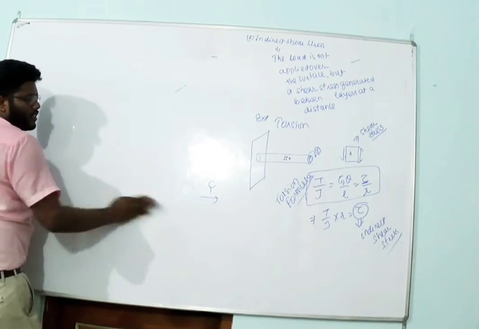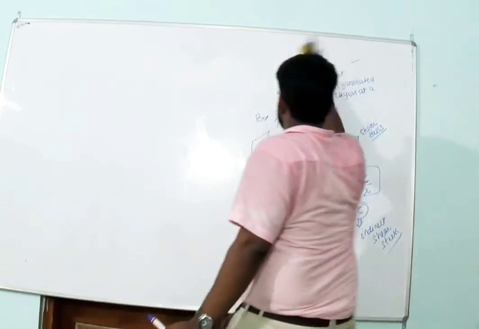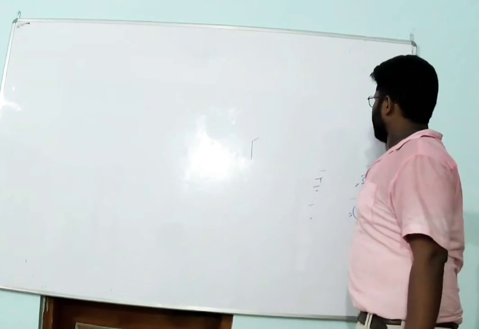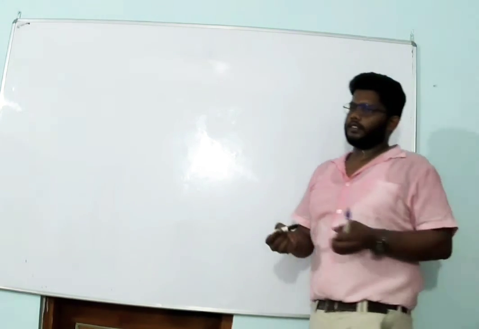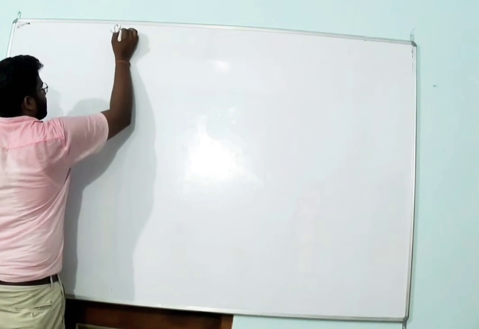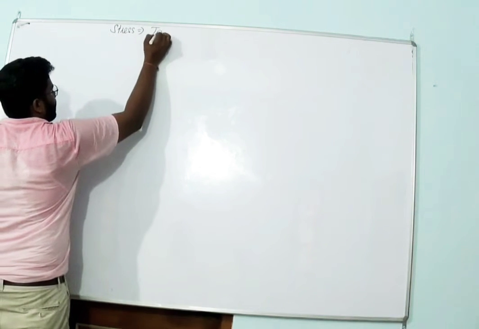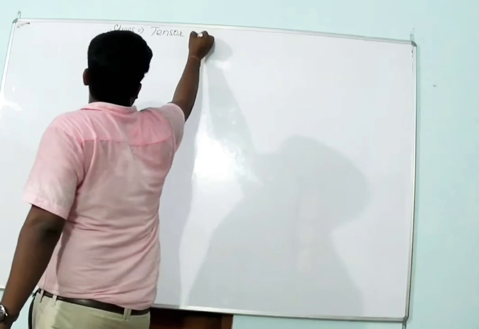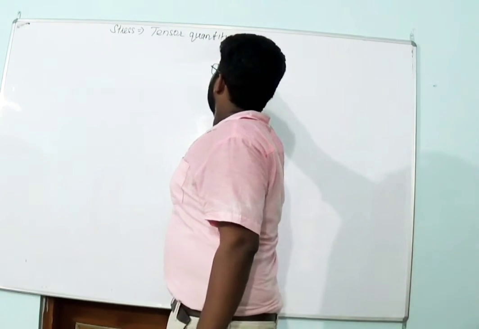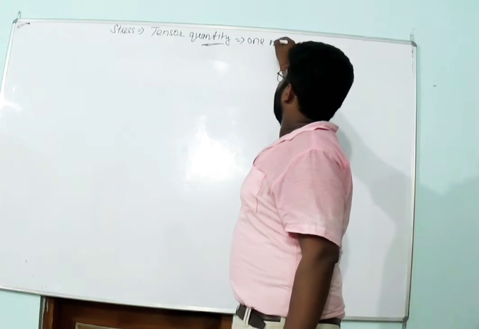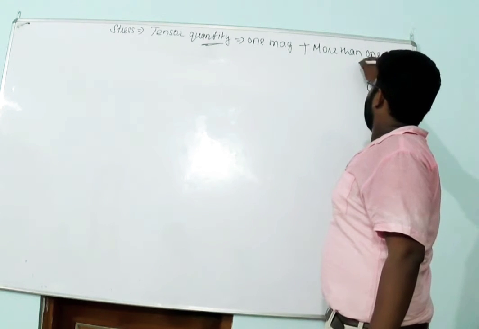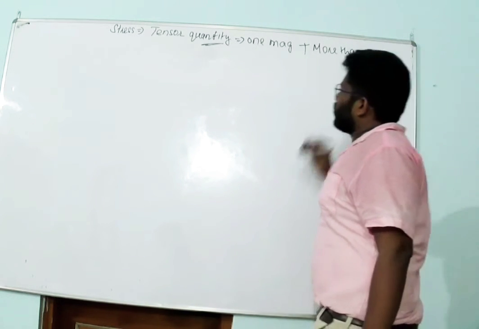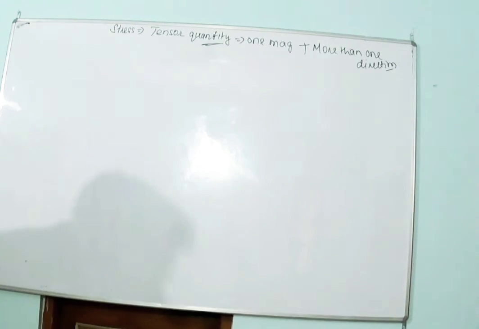Are you getting it? How to represent the stress? So, stress is a tensor quantity. What is a tensor quantity? One magnitude and more than one direction.